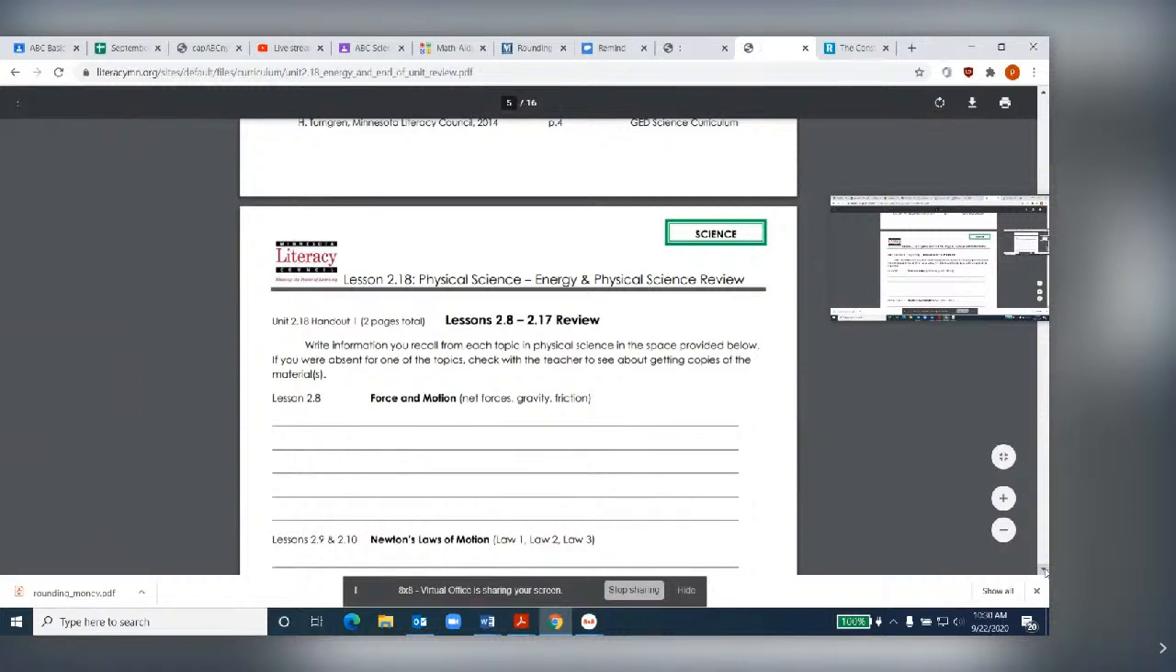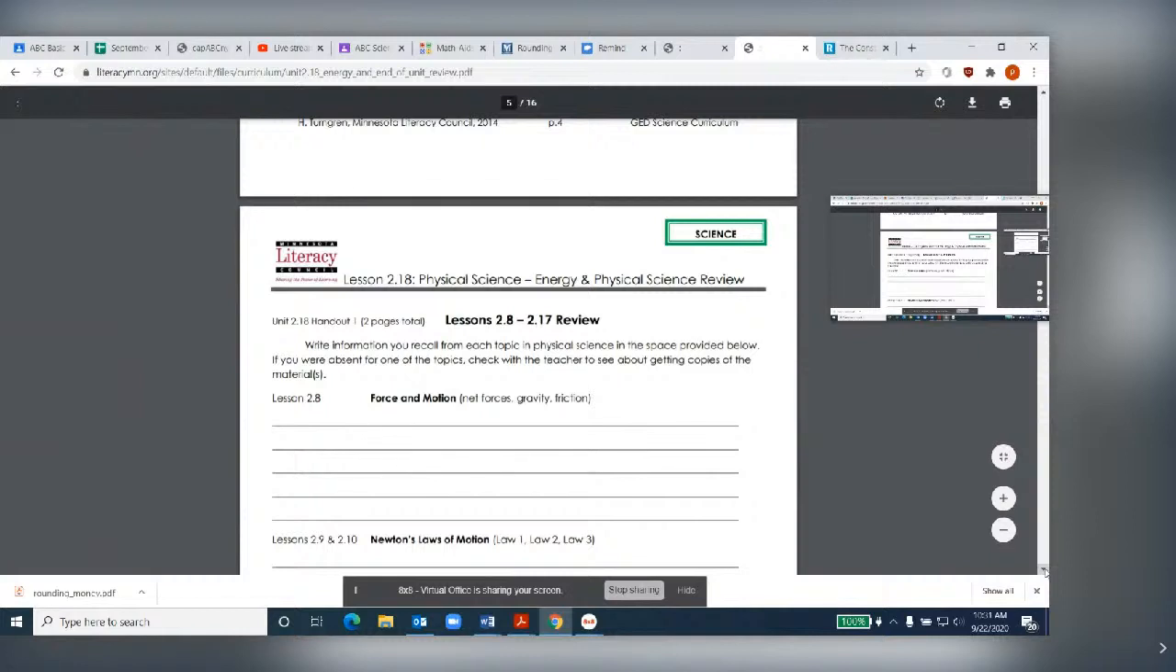So this is how, if you're getting ready to take the task, science might be a good way for you to do a little bit of reviewing. This basically takes a couple questions from each of those units. This one asks about force and motion, especially net force, gravity, and friction. And that's 2.8.